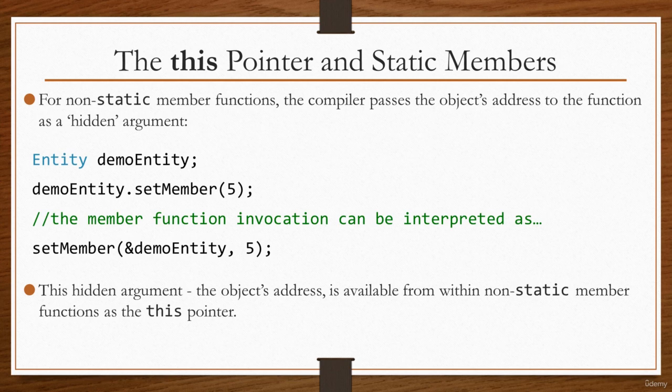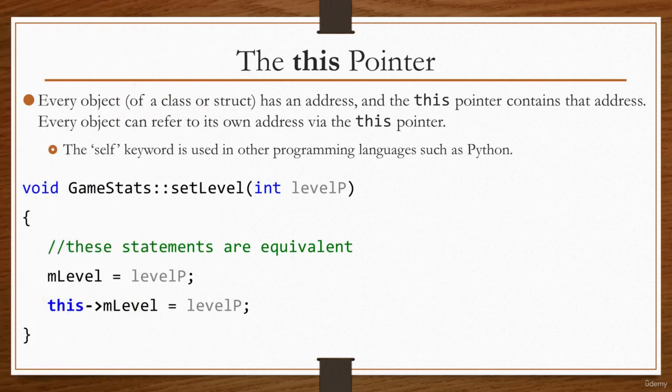Now that member function invocation can be interpreted as you do the setMember function, and then the compiler is going to pass the object's address to that function as a sort of hidden argument. You can see the address of demo entity, and then I pass that value 5 in again. This hidden argument, the object's address, is available from within non-static member functions as the this pointer. Here's an example of the this pointer.